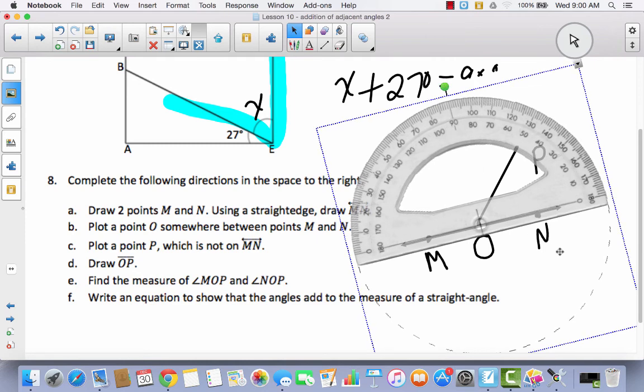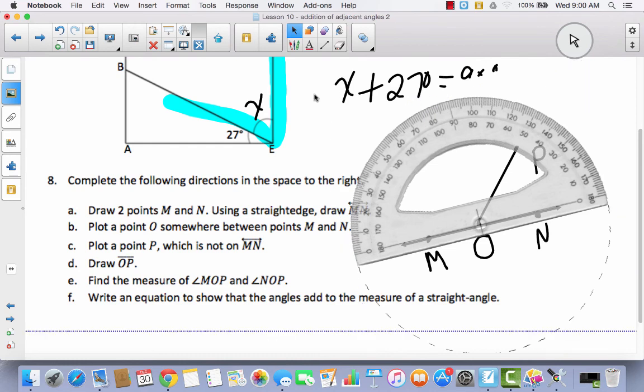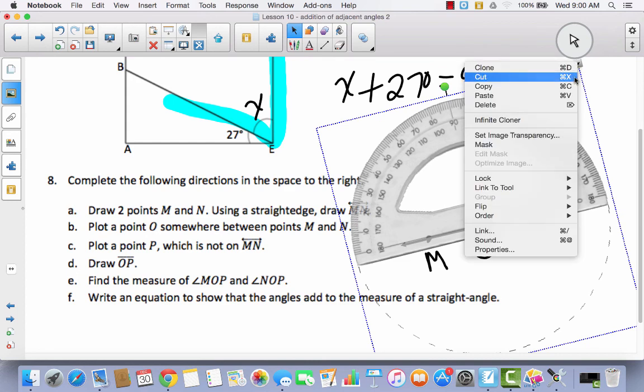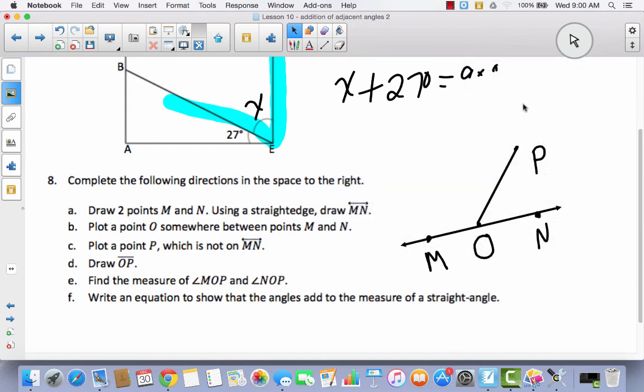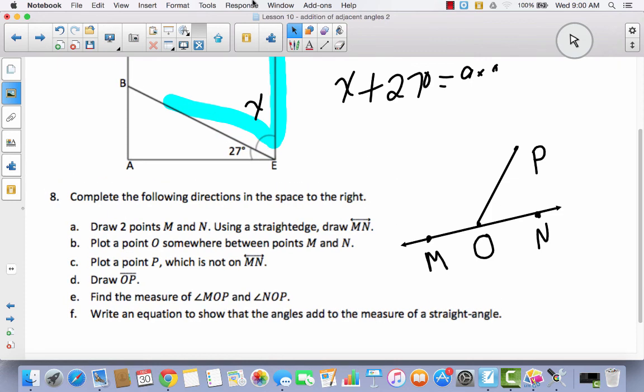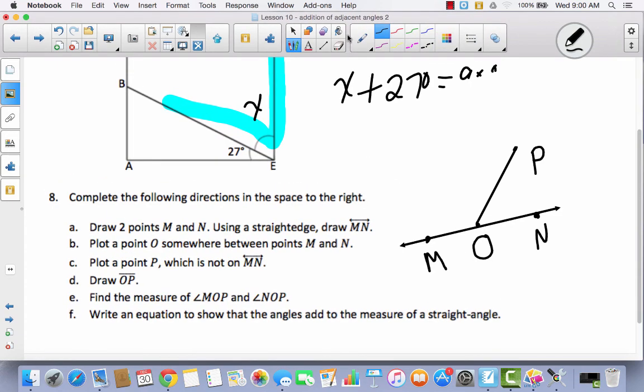All right, so NOP looks like it is 50 degrees. And MOP is 130 degrees. So I'm going to go ahead and mark that before I forget. All right, so 130 and 50. So I've got 130 degrees and 50 degrees. So you go ahead and be measuring yours. And again, yours is not going to be like mine because we drew ours differently, and that's okay. But when I add these two together, they should equal the straight angle, which is 180 degrees.